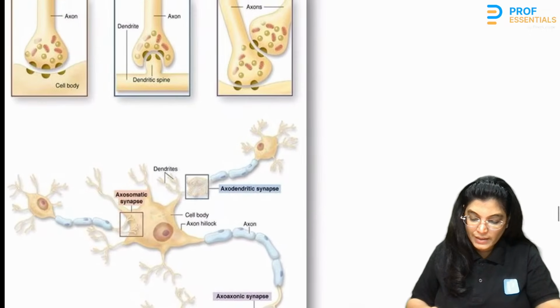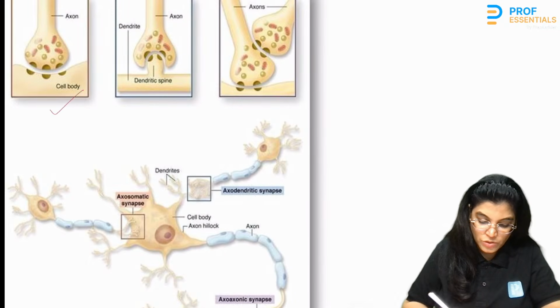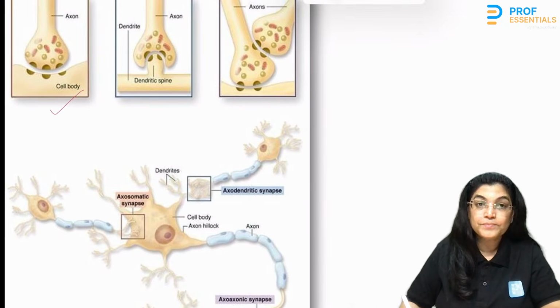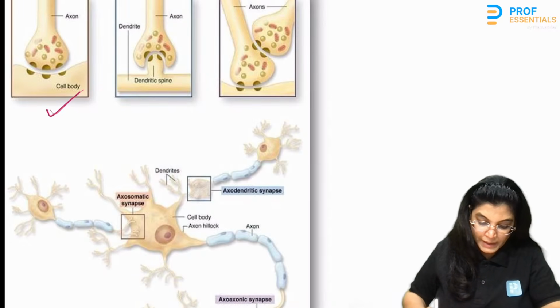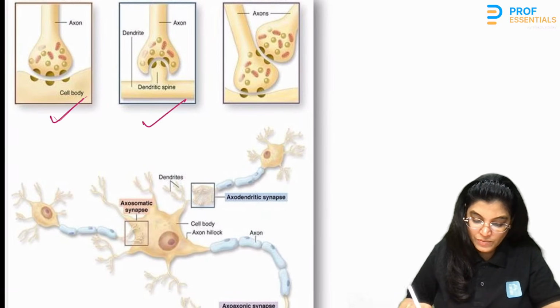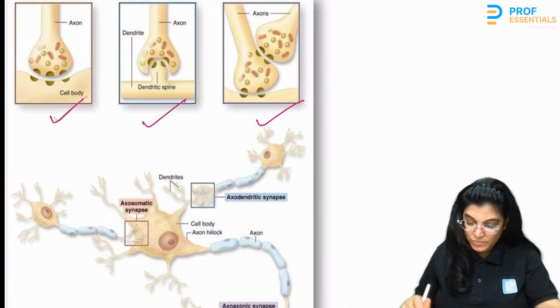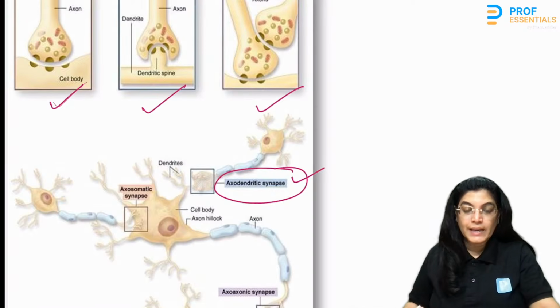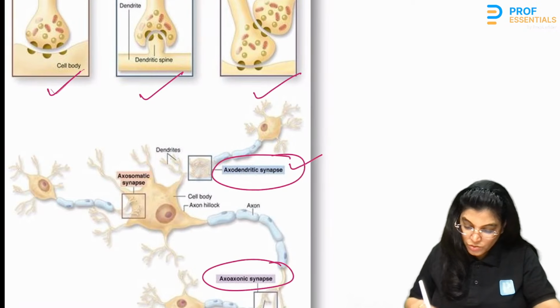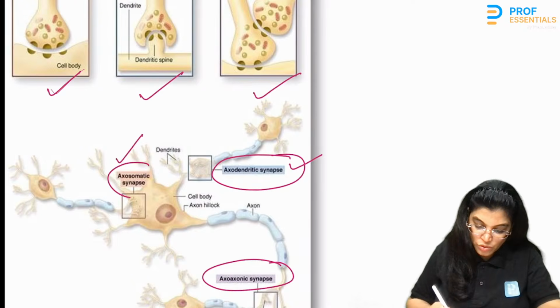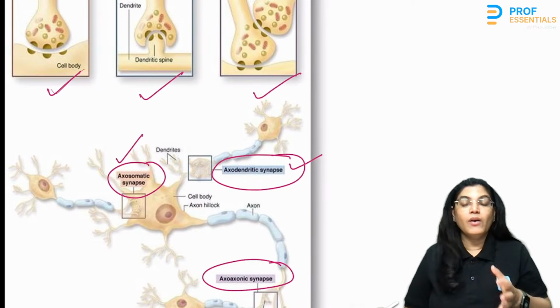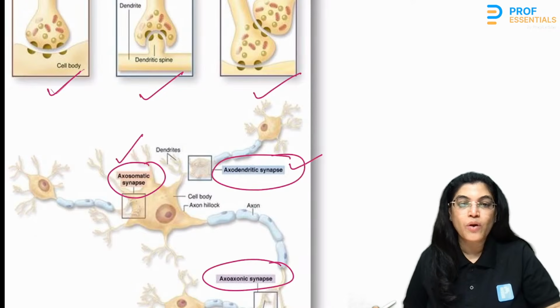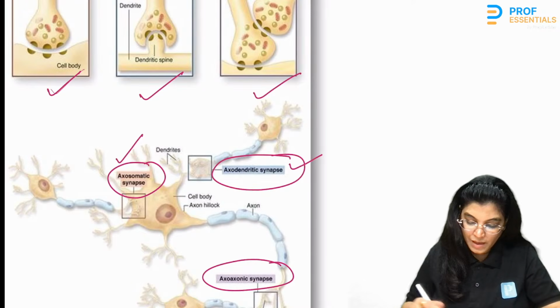Before that, as you can see in this diagram, there is axosomatic, and axodendritic, which is the most common. This is the most common, axodendritic, where axon and dendrites form synapses. This is the axosomatic synapse, which is less common. The least common is the axoaxonic synapse. So we have done the three varieties of synapse. Now we should know about neuroglial cells.